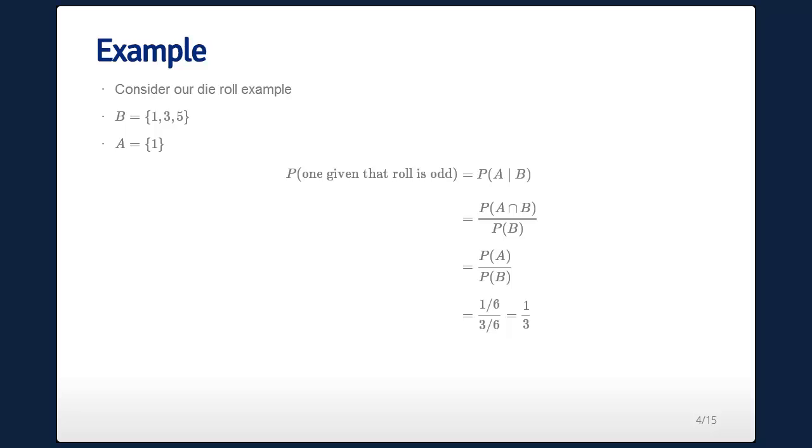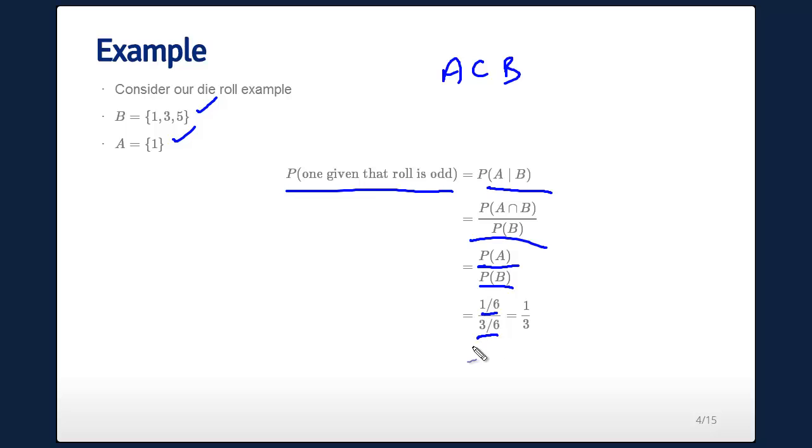Let's go through our example to show that the arithmetic works out. B is the event that it's a 1, 3, or 5. A is the event that it's a 1. The probability of a 1, given that the roll is odd, is the probability of A given B. That's the probability of A intersect B divided by the probability of B. Now A is a subset of B, so the probability of A intersect B is just the probability of A, divided by the probability of B. 1/6 is the probability of A, and 3/6 is the probability of B, the three numbers. And so the probability is 1/3, exactly like what we thought it would be.